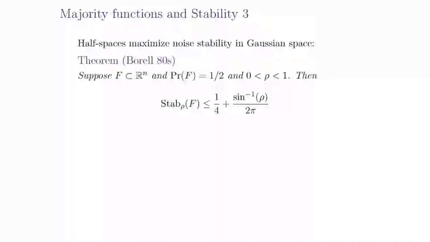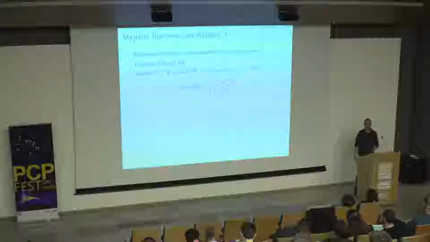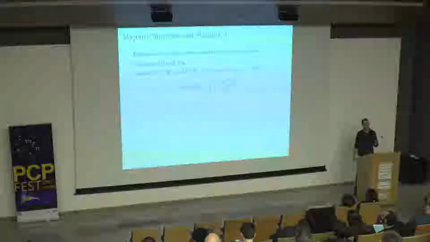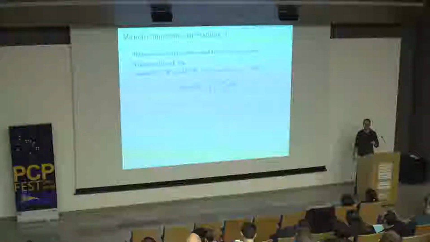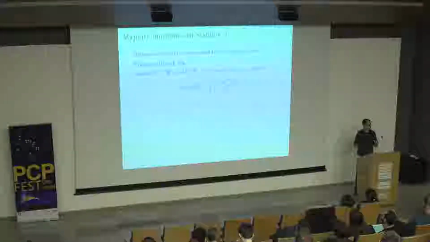The other interesting thing is this expression that we've seen before, 1/4 plus arc sine rho over 2 pi, is in fact not just a random number, it's an extreme number. So in what sense is this number extreme? It's extreme in the sense that if I look at any partition of R^n into two sets, each of Gaussian measure 1/2, the most stable partition of R^n into two sets is given by a half space. Okay? There's no partition of R^n that's more stable than this partition. This is the most stable partition.